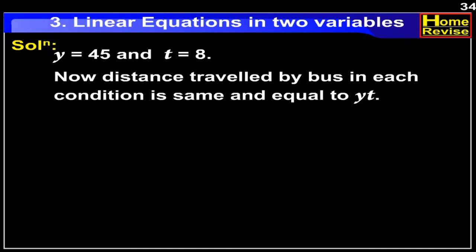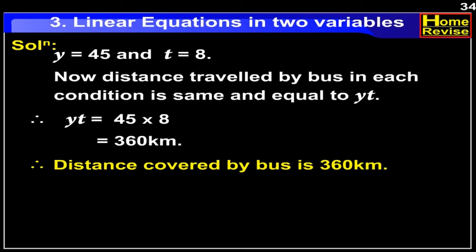Now the distance covered by the bus in each condition is same and is equal to yt. Therefore yt is equal to 45 into 8, which is equal to 360 kilometers. Therefore the distance covered by the bus is 360 kilometers.